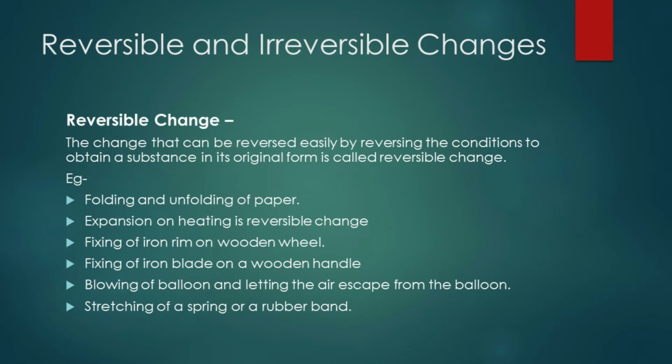What happens when we are heating some metal? It expands, वो फैल जाता है, and जब वो ठंडा होता है वो वापस से contract कर जाता है. So expansion on heating is a reversible change because it expands when it is being heated, and when it becomes cold it gets contracted.